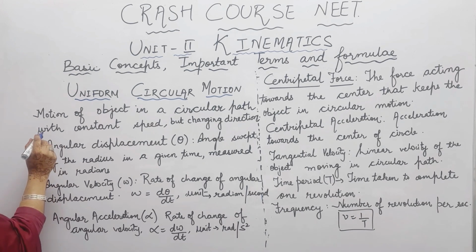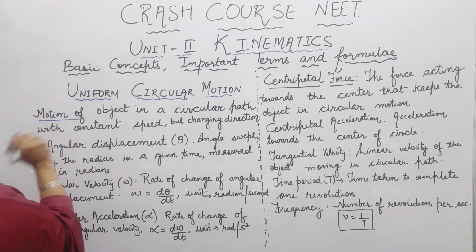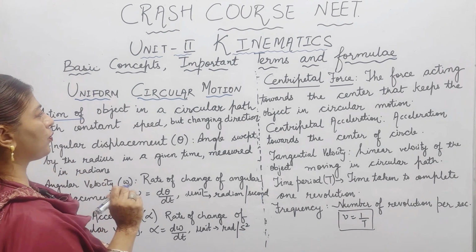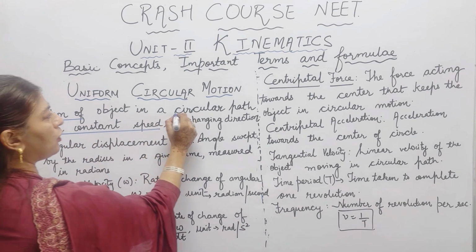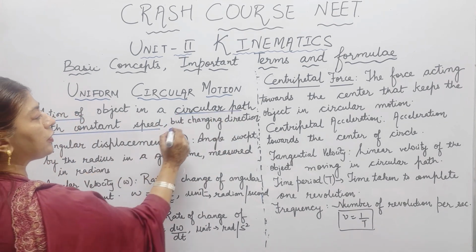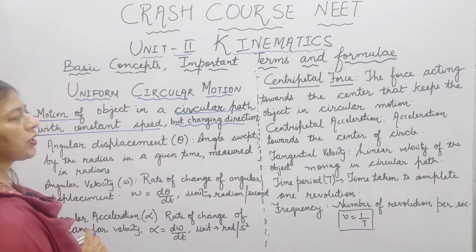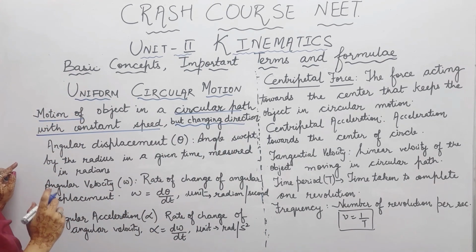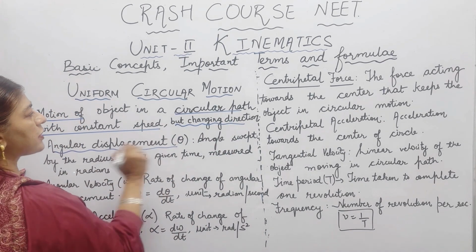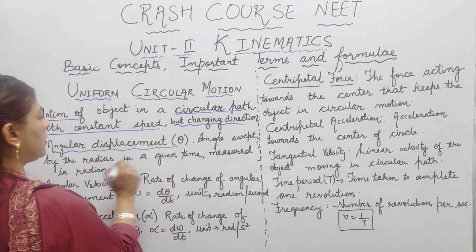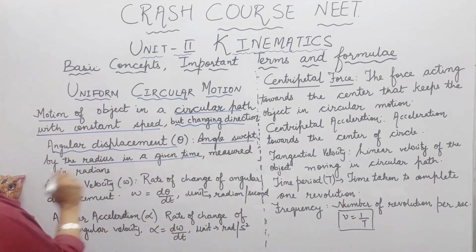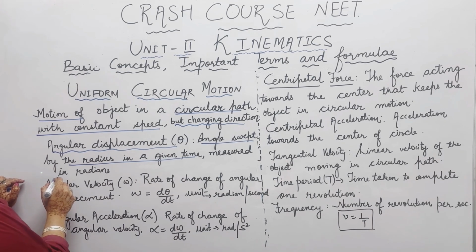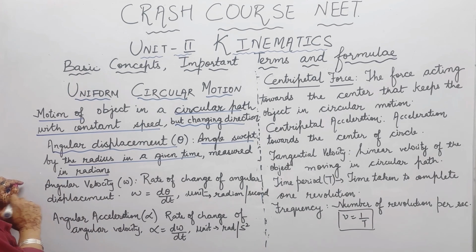Now we are talking about motion in a plane that is circular in nature, so uniform circular motion. Any object is said to be in circular motion if it is moving with constant speed along a circular path, but continuously the direction is changing. The displacement in this type of motion is angular. Angle swept by the radius in a given time is measured in radians.